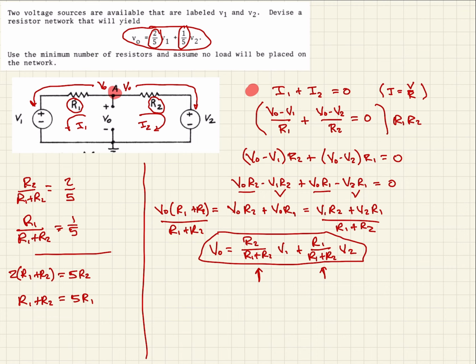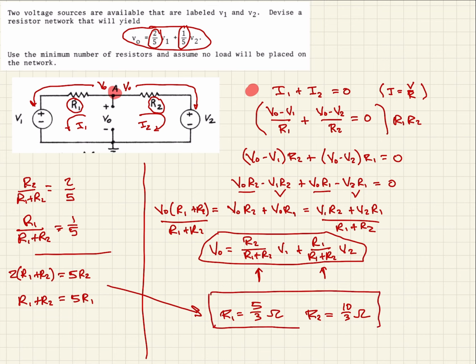These are just two equations, two unknowns. If we solve them using simple linear algebra, we come up with R1 equal to 5 over 3 ohms and R2 equal to 10 over 3 ohms. So this is the solution to the problem. If we have two voltage sources and we want the output voltage of this circuit to be 2/5 of the first source plus 1/5 of the second source, then we need R1 equal to this value and R2 equal to that value, and we connect them up, and that's what we should get at the output voltage.